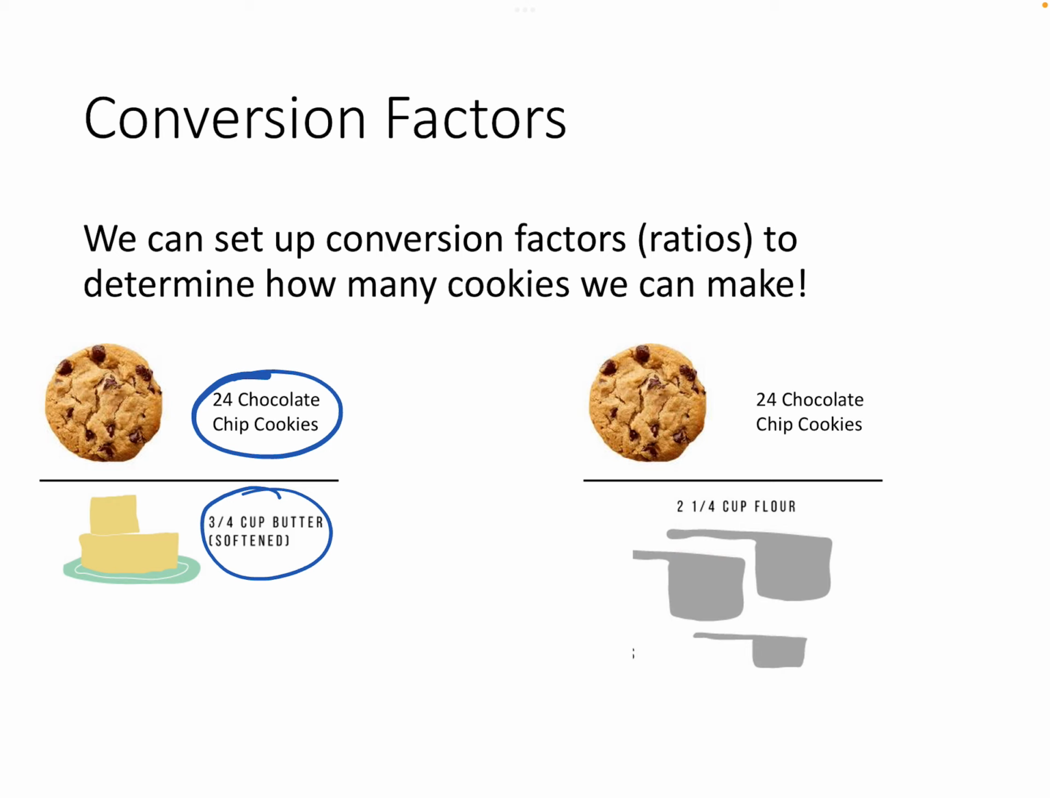Now we could also look at the flour. How much flour do we need for 24 chocolate chip cookies? We need 2¼ cups of flour. So again, we can do the same thing with our molecular formulas that we saw earlier. We can compare the ratios of reactants to products.